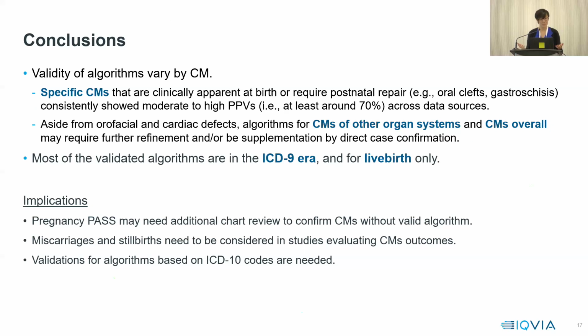And like we said earlier, most of the validated algorithms are in the ICD-9 era, so there is really a need for taking us to ICD-10, and they're all covering live births only. So the implication is that pregnancy paths may need additional chart review to confirm CM without a valid algorithm, and miscarriages and stillbirths may need to be considered in studies evaluating CM outcome. You might want to do sensitivity analysis, including or excluding them, for example.